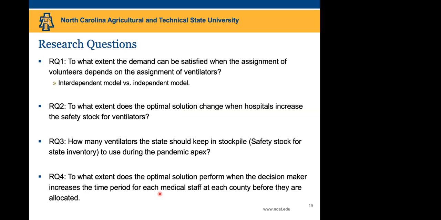Research question 4: to what extent does the optimal solution perform when the decision maker increases the time period for each medical staff at each county before they are allocated? This is what I mentioned before on the model. We don't want to allocate them every day, or every 2 or 3 days, because it's very hard. Once they go to hospitals, sometimes the hospitals need to give them a tour, so they know what's going on, their policies, and some of them give training. We're not assuming these things here, but we are assuming that they can't stay for just 1 or 2 days. They need to stay for a long time, and we will find the best optimal time for them to stay in a hospital before they are assigned again.